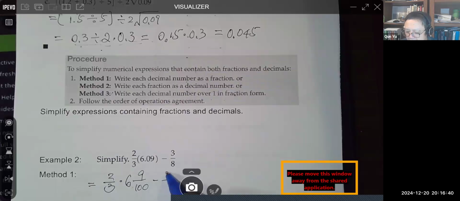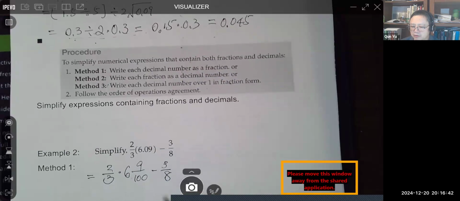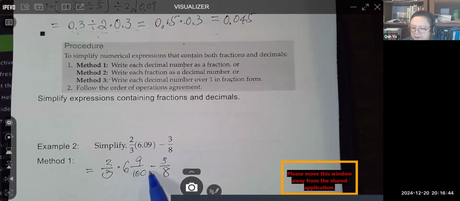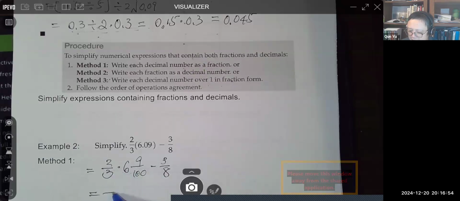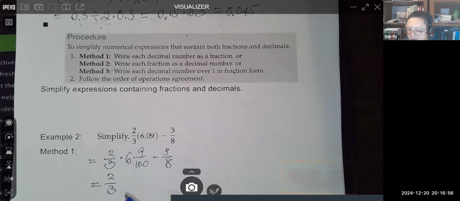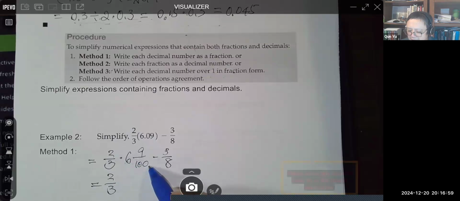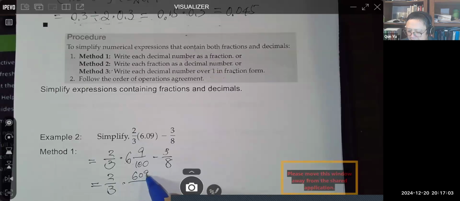That minus 3/8. Now, when we do multiplication with fractions, we have to convert the mixed number to an improper fraction first before we do multiplication. So let's do that conversion. 2/3, 6 times 100, 600 plus 9. That's 609, and 100 on the bottom, minus 3/8.